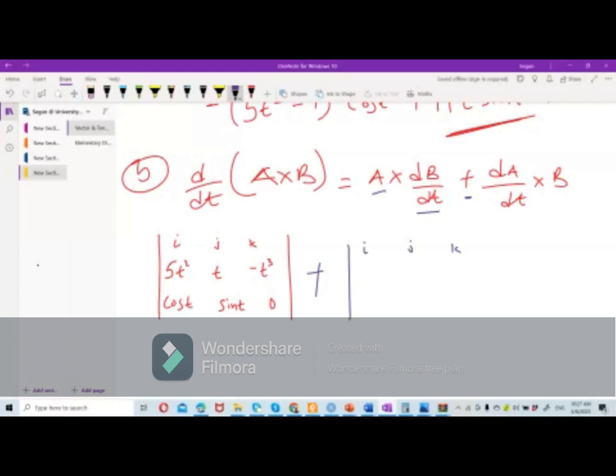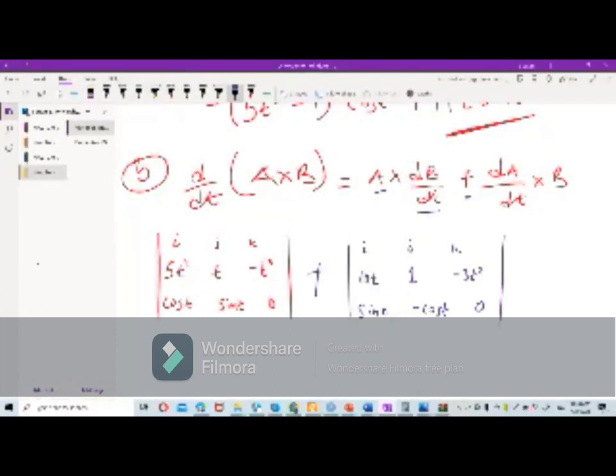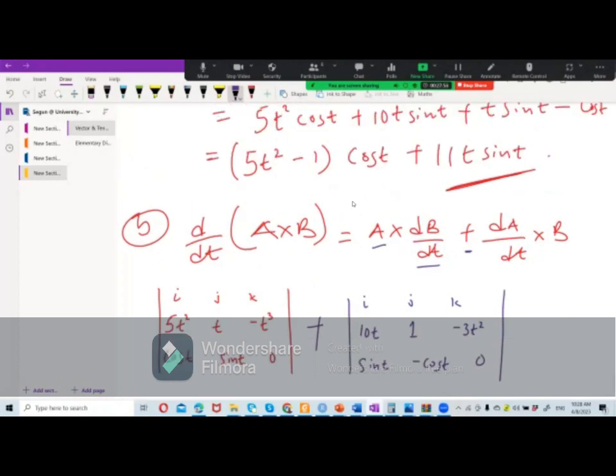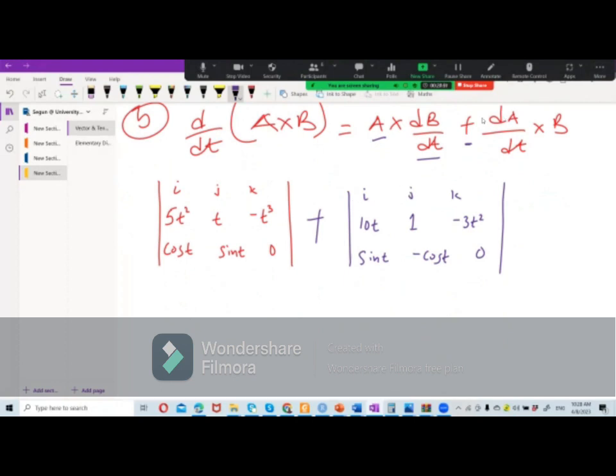What is the A in this case? Remember, the A is the first one that came. The A is 10t, 1, minus 3t squared. What is B? Sin t, minus cos t, 0. So you first of all find the determinant of the first part and the determinant of the second part and add both of them together. That is what the question asks you to do. Anytime they say cross, you use the determinant method to solve it.